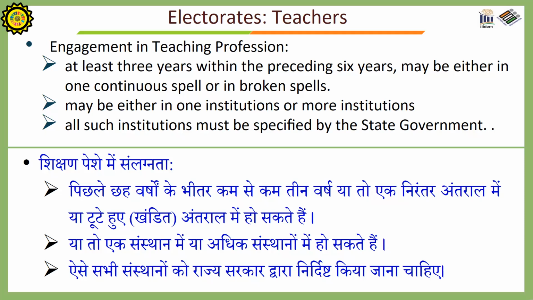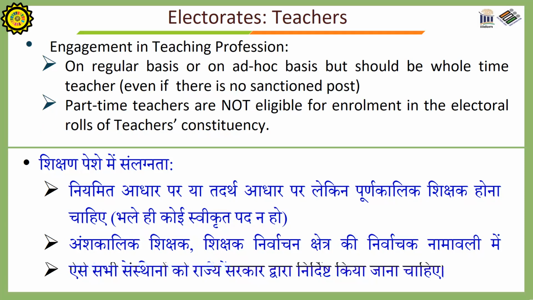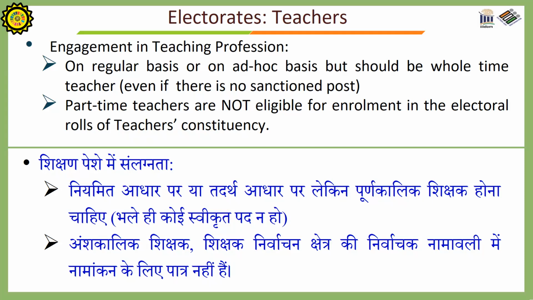Engagement in the teaching profession includes at least 3 years within the preceding 6 years, either in one continuous spell or in broken spells, either in one institution or more institutions. All such institutions must be specified by the state government. It may be on a regular basis or on an ad hoc basis, but the person should be a whole-time teacher, even if there is no sanctioned post. Part-time teachers are not eligible for enrollment in the electoral rolls of teachers' constituency.